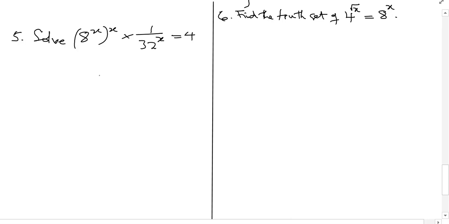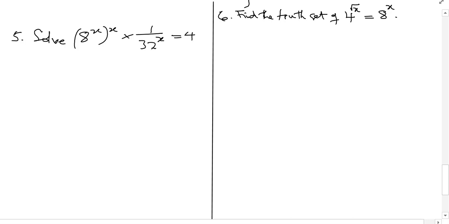Now let's look at these two questions too. Some of the questions will lead us into quadratic equations. So in solving exponential equations, one must be well versed in quadratic equations too. So let's look at this.